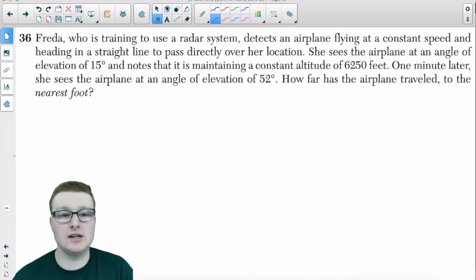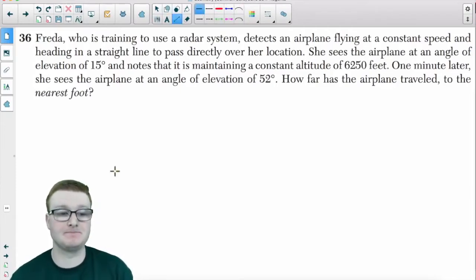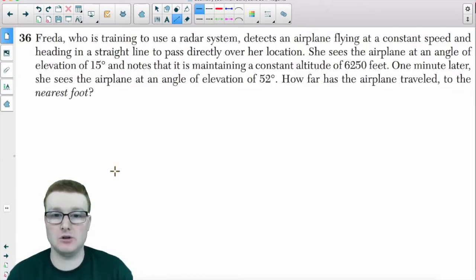This is Frida, and Frida is probably in air traffic control. Let me read you the question and explain what is going on. Frida, who is training to use a radar system, detects an airplane flying at a constant speed and heading in a straight line to pass directly over her location.